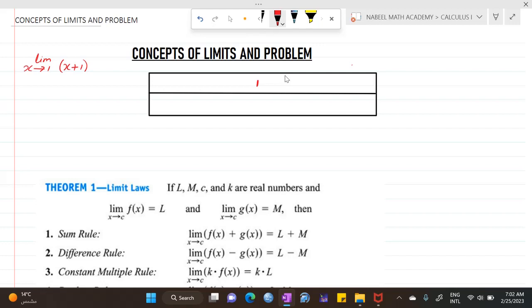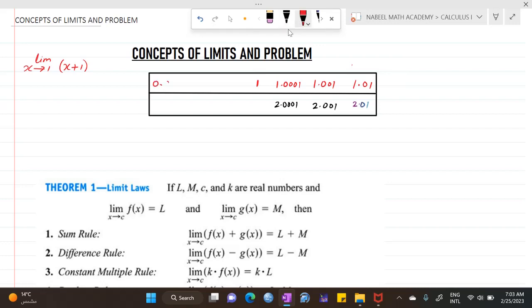So what should be the neighbor point here? If it is 1.01, 1.001, what should be the value here? If I substitute the value here, you will get 2.01. Similarly here we'll have 2.001. As the zeros increase, it approaches 2. So it approaches 2, 2.0001.